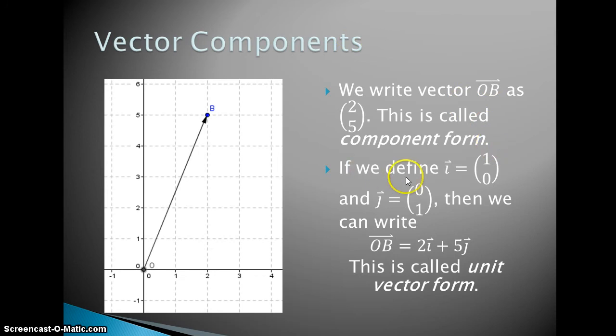Now, this is really important. If we define the vector i to be the vector (1, 0), and we define the vector j to be the vector (0, 1), then basically i is representing steps in the x direction and j is representing steps in the y direction. So we can write vector OB as 2i plus 5j. And when we do this, this is called the unit vector form of the vector. So when you see i and j, you need to know that that's what they mean.